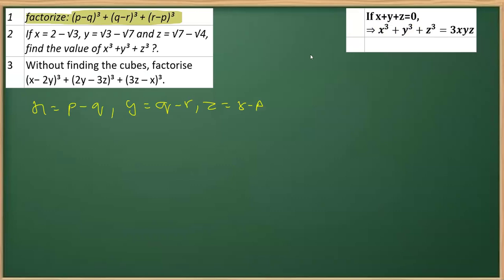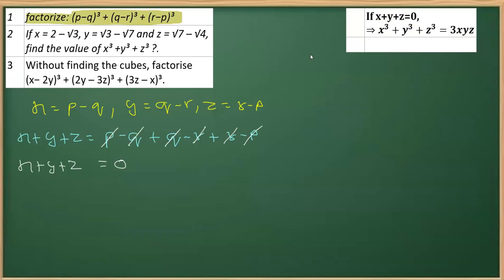Now check here, if I add these three terms, that is x plus y plus z, what we are going to get is p minus q plus q minus r plus r minus p. Now you see that p and p get cancelled because they are of opposite sign. Minus q plus q get cancelled and minus r and plus r get cancelled. We got this as 0. That means we got x plus y plus z is 0.